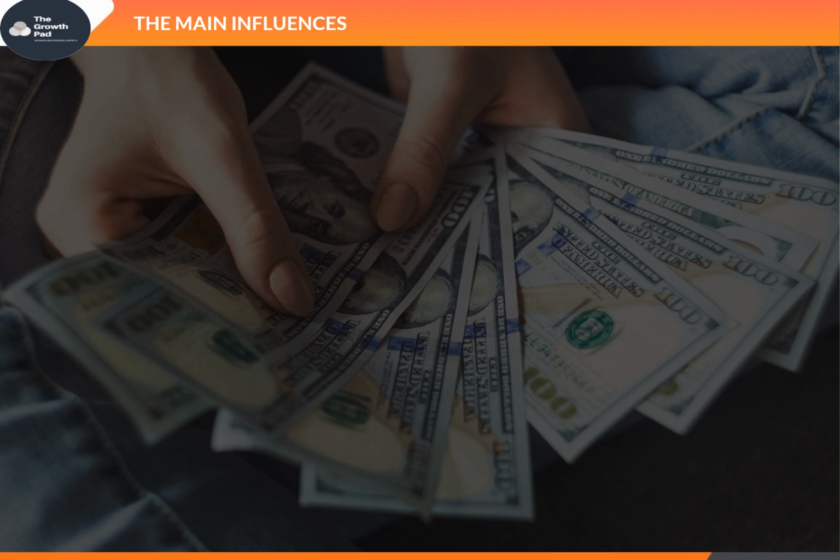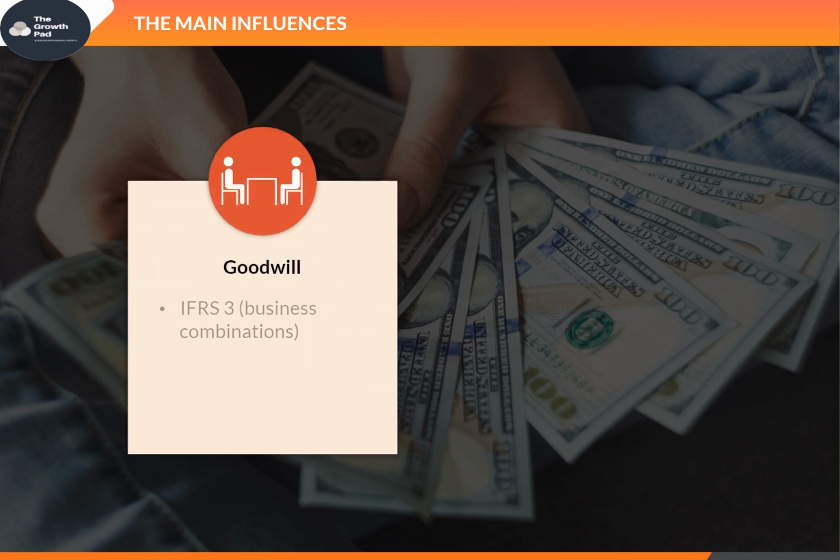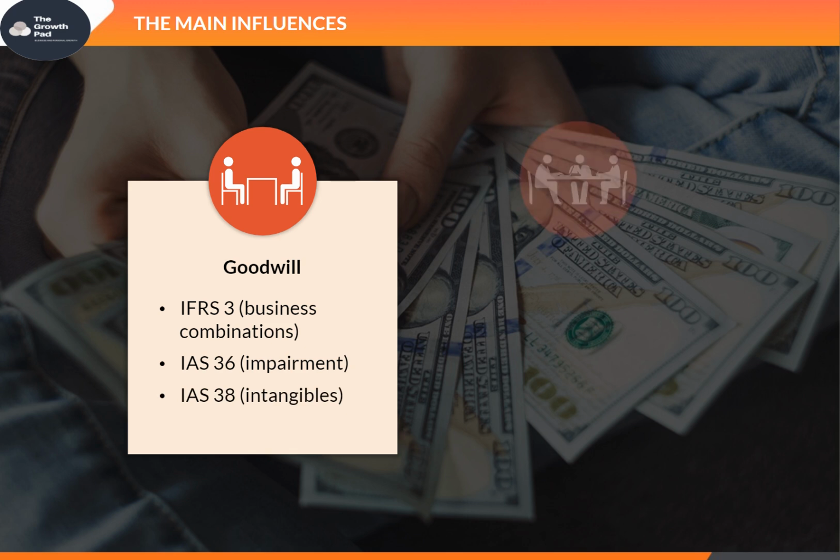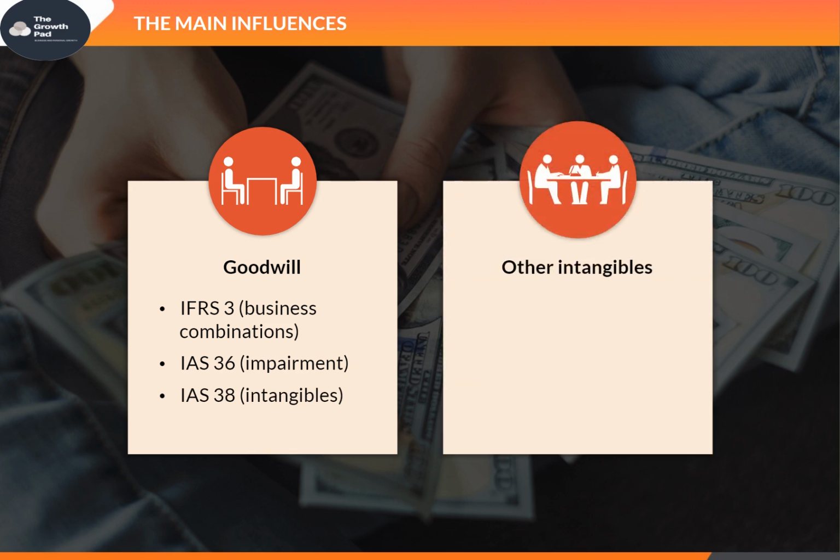The main influences. Goodwill: IFRS 3, business combinations. IAS 36, impairment. IAS 38, intangibles. Other intangibles: IAS 38, intangibles. IAS 36, impairment. IFRS 13, fair value.